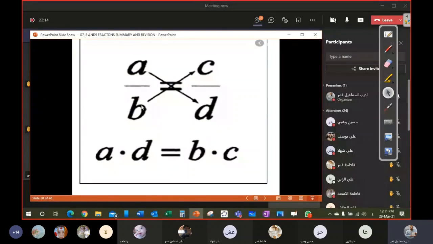What condition should we have? We have b as a denominator and d as a denominator. What condition should we write here? No. b is the denominator and d is the denominator. Before we cross multiply, what condition should we write?